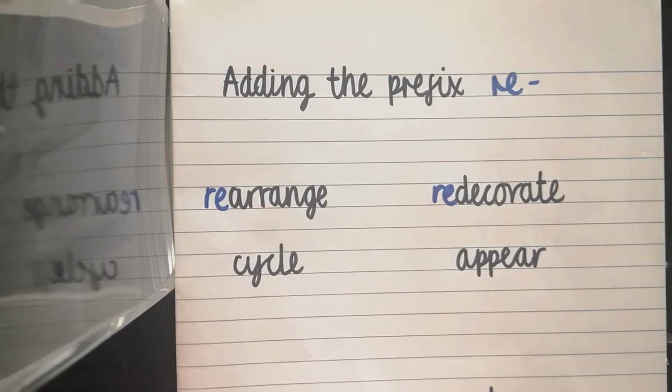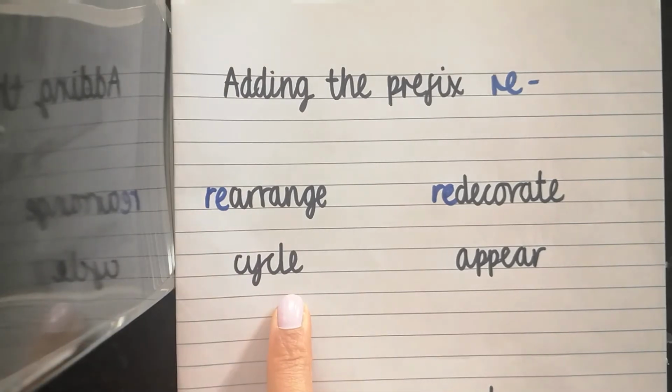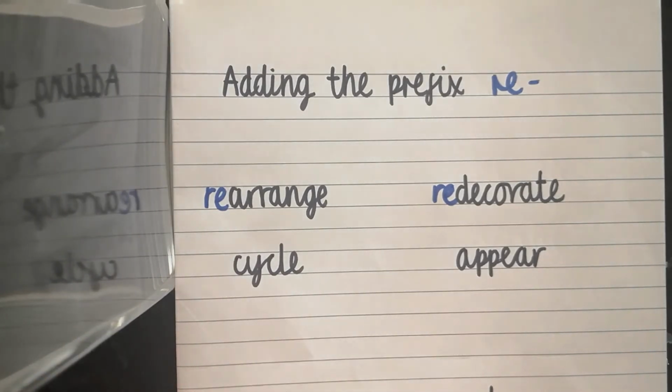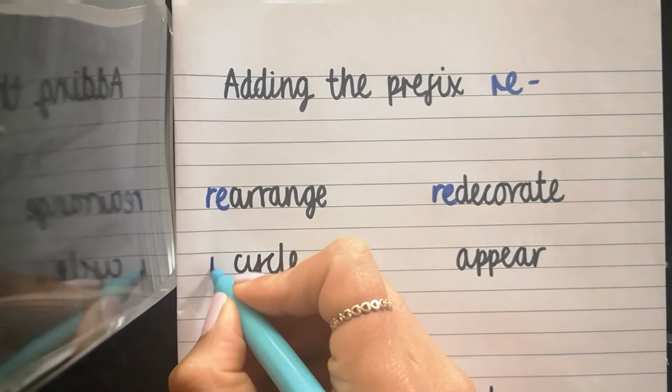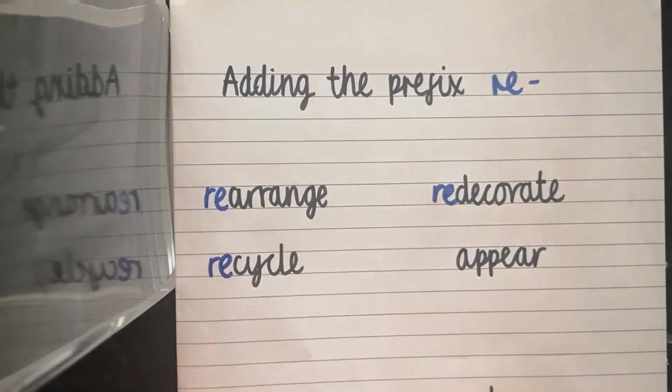The next one is cycle. So cycle is something that continuously happens, like a life cycle or a water cycle. So if I was to add re on the beginning of cycle, it changes it to recycle. Okay, so we know recycle means you use it over and over again, and you do it over and over again.